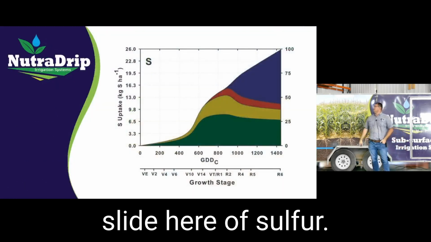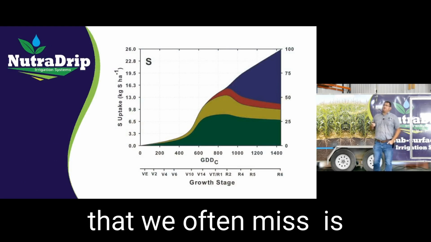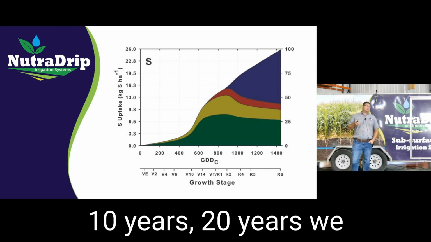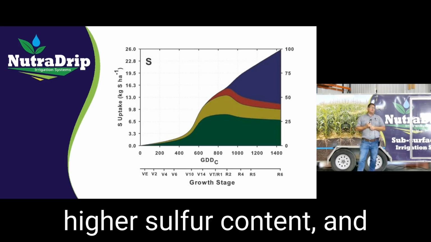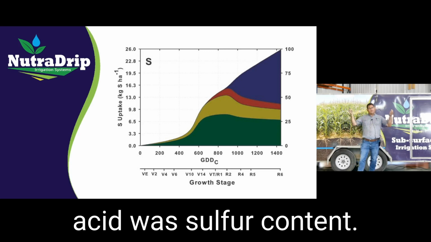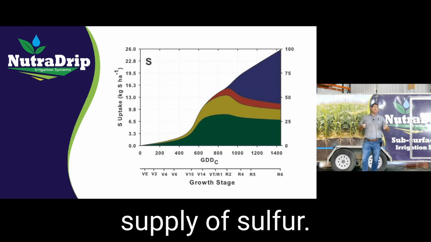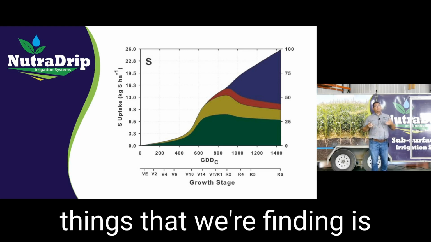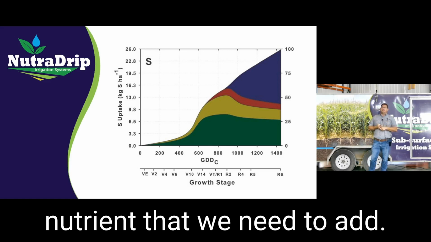Just another quick slide here of sulfur. One of the things that we often miss is the nutrient sulfur. Over the last 10 or 20 years, we don't really have a whole lot of sulfur falling out of the sky anymore. When we were burning diesel fuel that had a higher sulfur content and we had acid rain, that acid was sulfur content. The rain was cleaning that out of the sky and it was falling on our ground. And because of that, we had an adequate supply of sulfur. Having said that, we don't anymore. And so one of the things that we're finding is that a lot of our growers are short on sulfur, so it's a nutrient that we need to add.